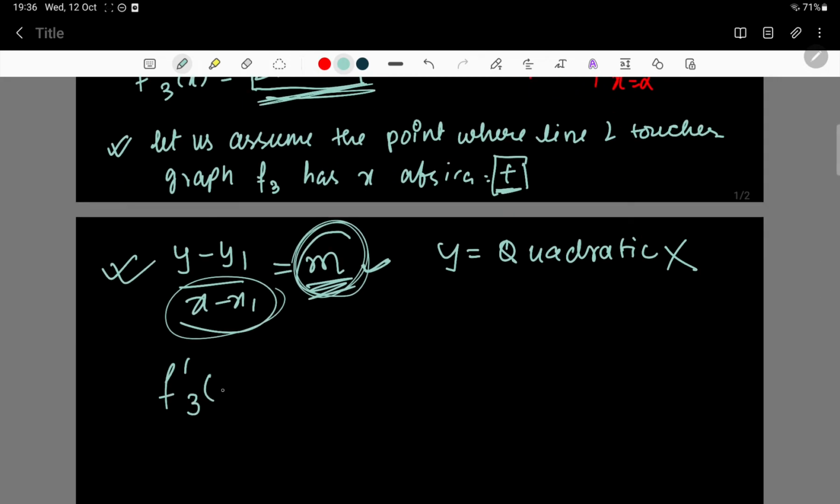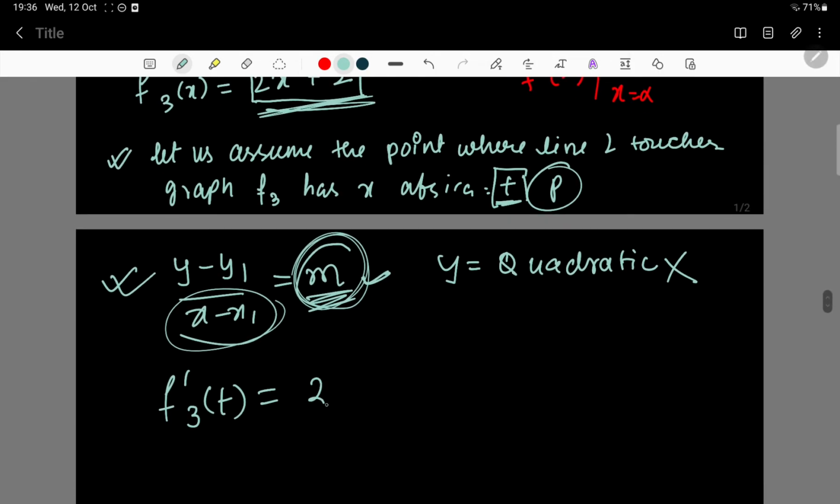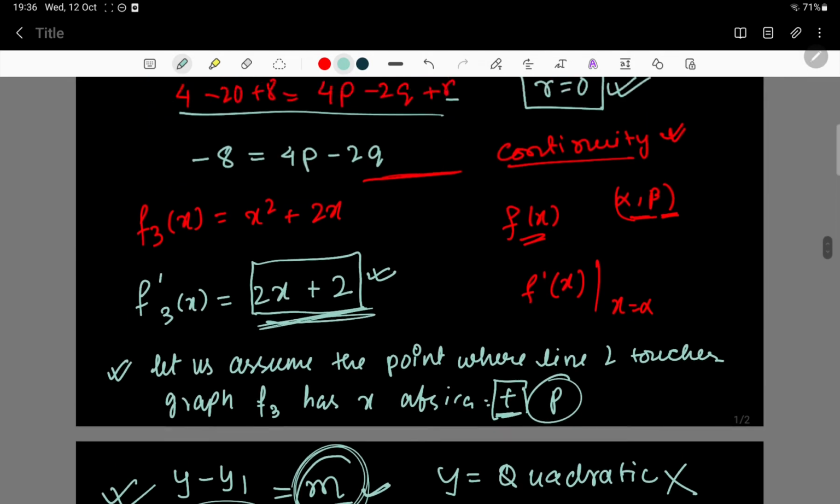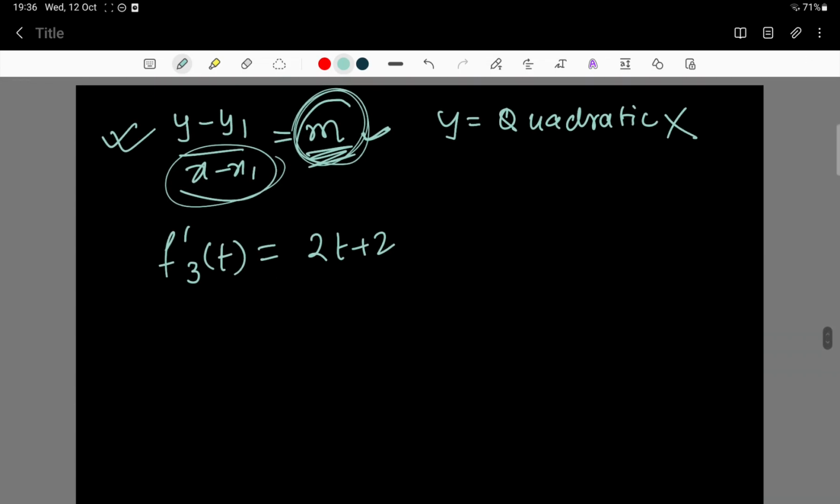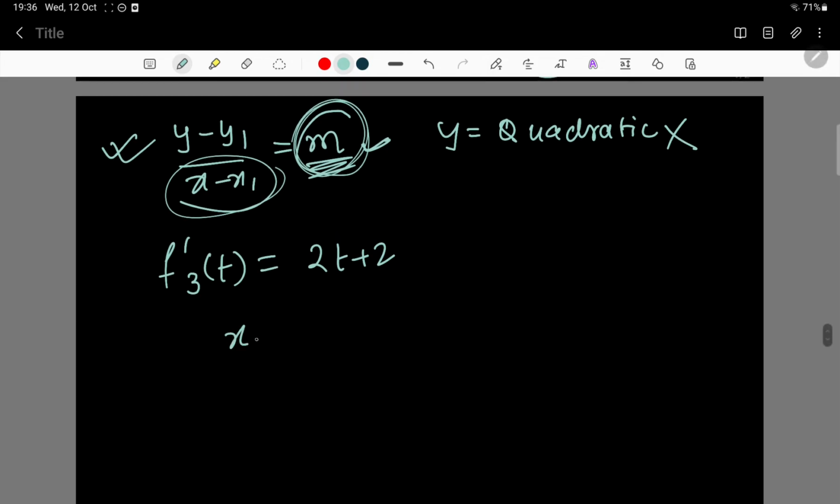Now f dash at t is the slope at the point P. Let P be the point where the line L touches the graph. So the slope would be 2t plus 2. Correct. Now, if I take x as t, what would be y?